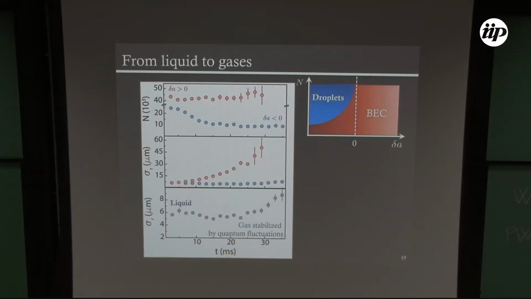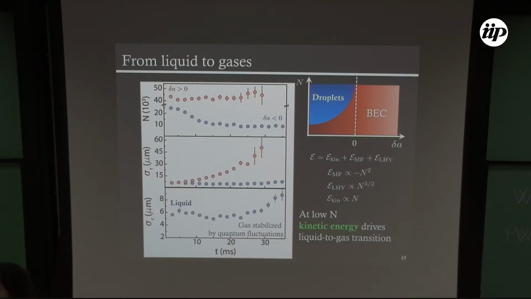What is interesting is that if we zoom into this part from here, we will see that the liquid phase size is constant just for tens of milliseconds, but then it grows. This is because before, what I presented was just taking into account the mean field energy and the Lagrangian. But we also know that we have quantum pressure, which for low atom number, the scaling that depends on n becomes important, and actually this is what dissociates our droplets. So what we are observing here is that for low atom number, the kinetic energy is driving a liquid to gas phase transition in the system.